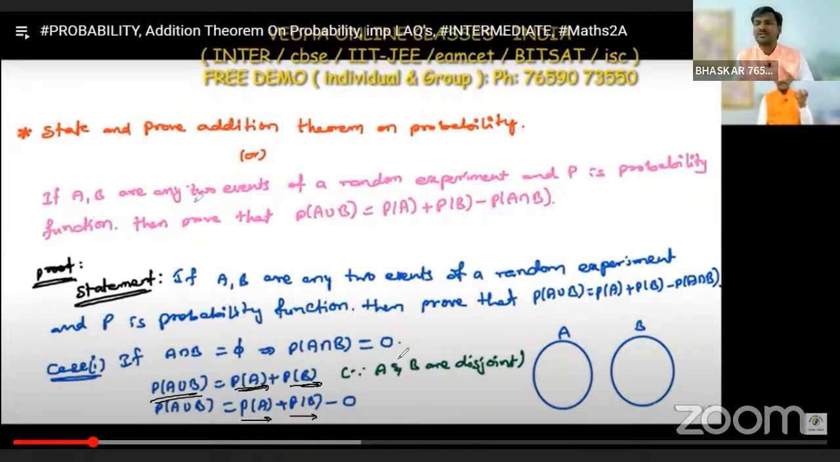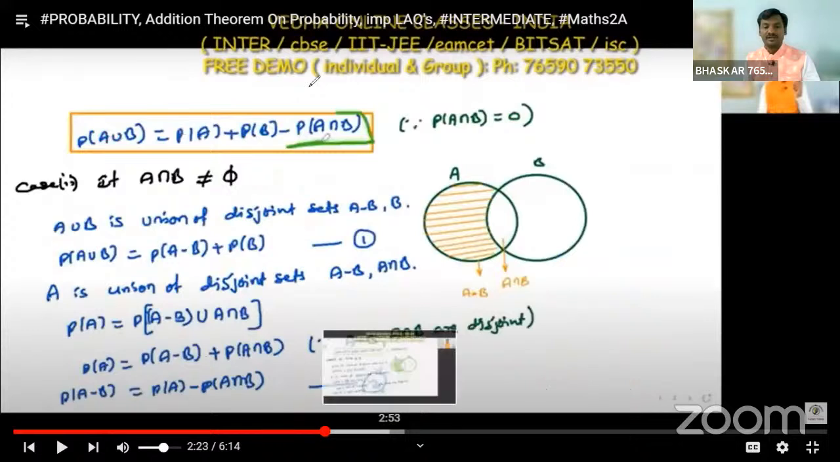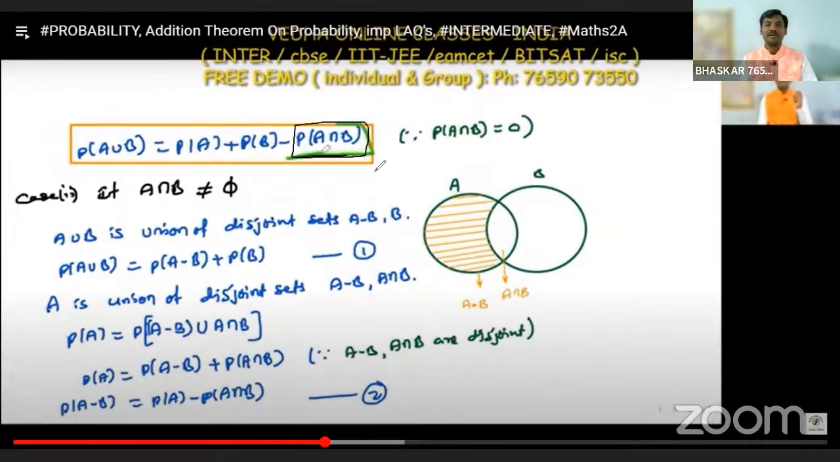We don't have a value for 0, that's why we can add 0 or subtract 0. So in place of 0, we can write the probability of A intersection B. I am replacing 0 with the probability of A intersection B, since the probability of A intersection B is 0.